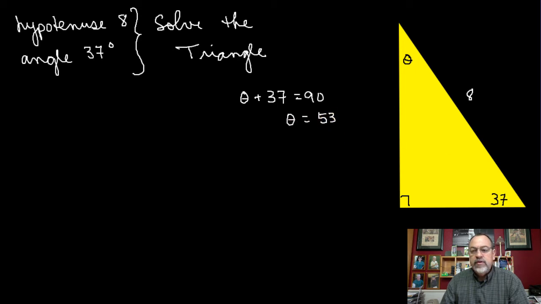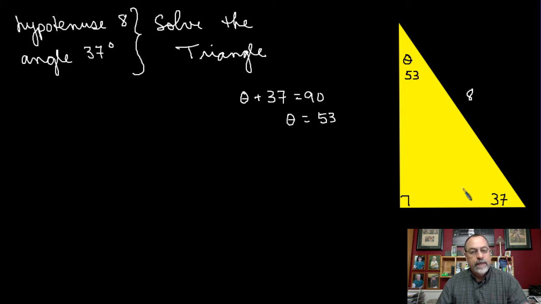So we now know that the measure of this angle is 53, and so we now know the measure of all the angles. Now we need to use trigonometry to determine the lengths of the sides. We can't use the Pythagorean theorem here because it requires that I know 2 of the 3 lengths, and in this case I only know 1. However, I do know my trigonometric ratios are ratios of sides in the triangle. Sine is opposite over the hypotenuse. Cosine is adjacent over the hypotenuse.